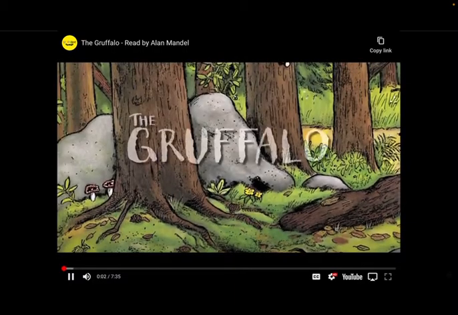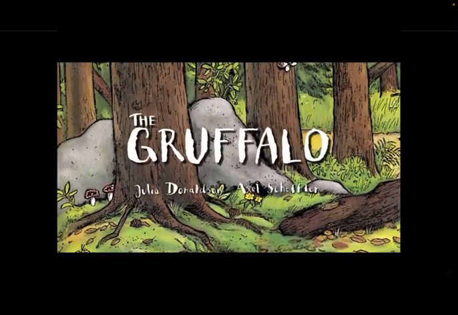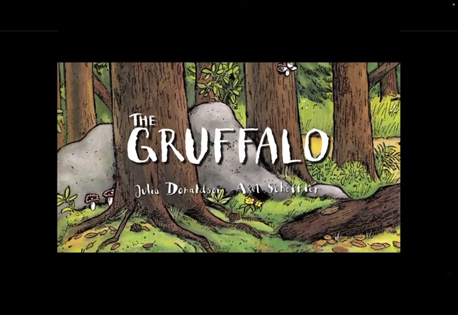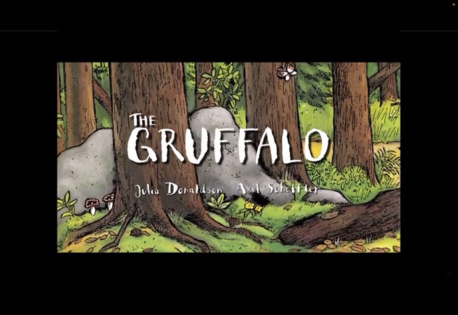The Gruffalo by Julia Donaldson. Illustrated by Axel Scheffler. And read by Alan Randell.